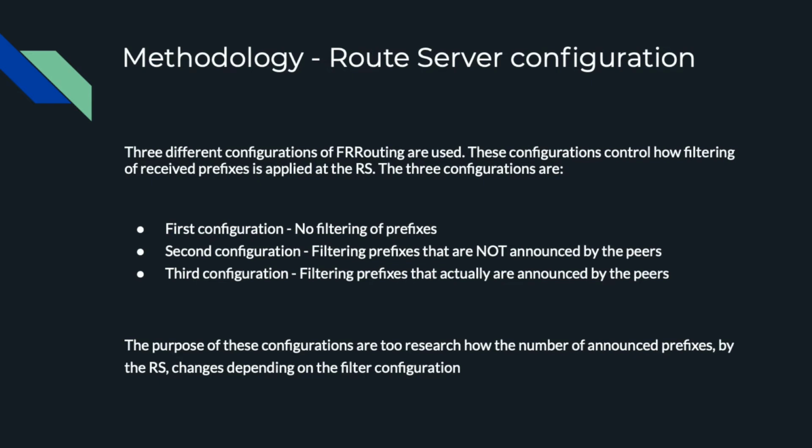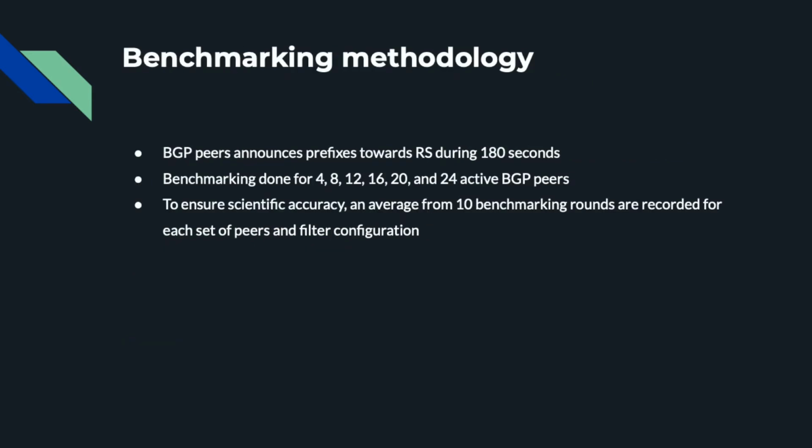The purpose of these configurations is to research how the number of announced prefixes by the RS changes depending on the filter configuration. To ensure a scientifically accurate benchmarking methodology, the BGP peers announce prefixes towards the root server during a time span of 180 seconds. Benchmarking is done for a varying number of different peers, and to ensure scientific accuracy, an average from 10 benchmarking rounds is recorded for each set of peers and filter configuration.